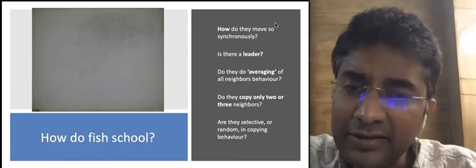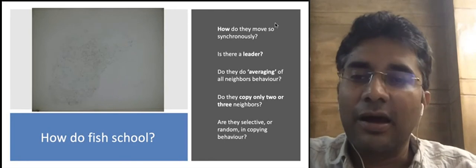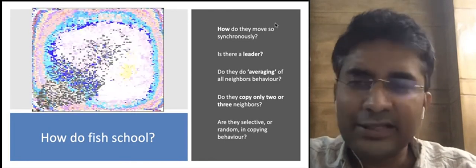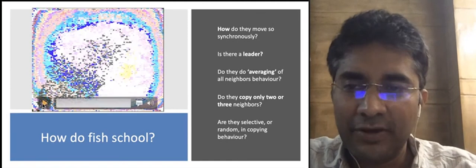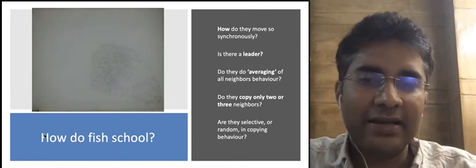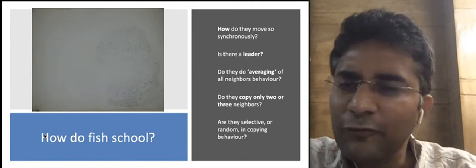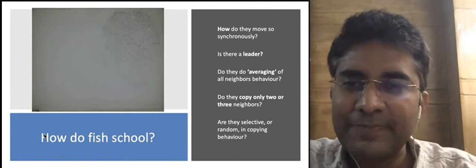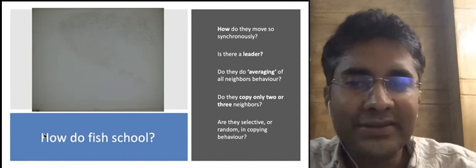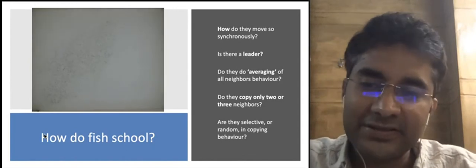Or do they have a leader that is leading them to show these patterns? Or is it that these are all spontaneous patterns? For example, do they average the behavior of their neighbors and they follow their neighbors? Does this lead to this behavior? Or maybe they're not doing an averaging, maybe they just pick somebody randomly and copy their neighbors. Maybe they pick three individuals randomly and copy their behaviors.